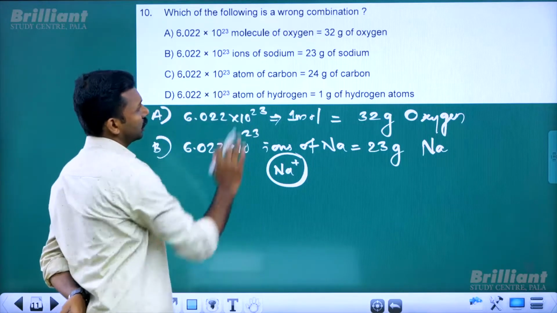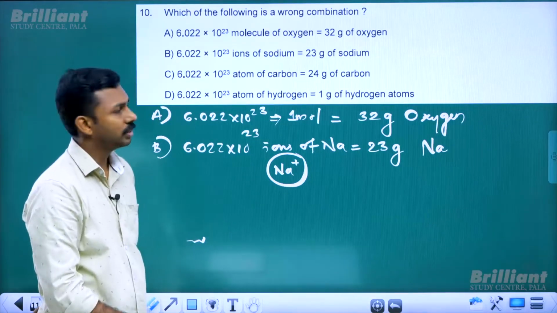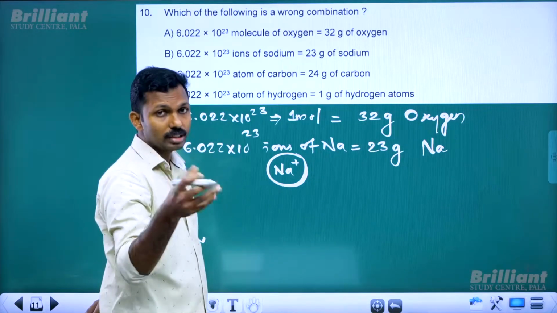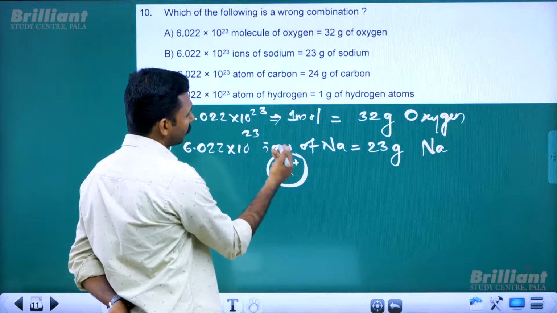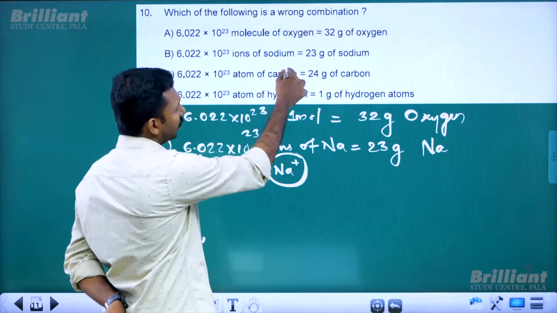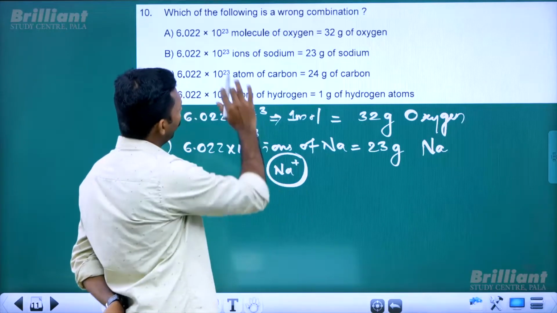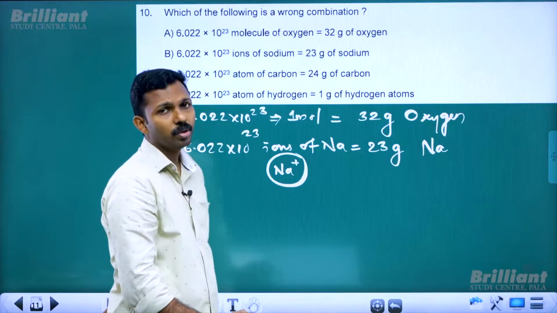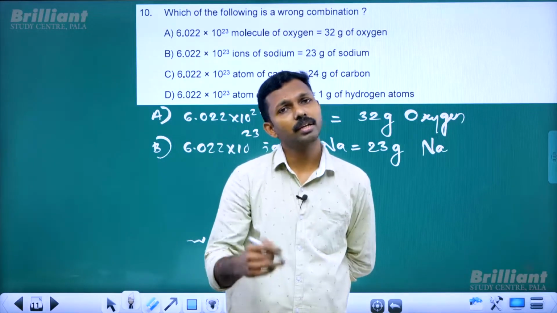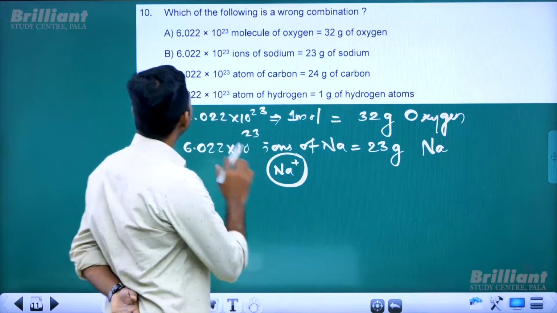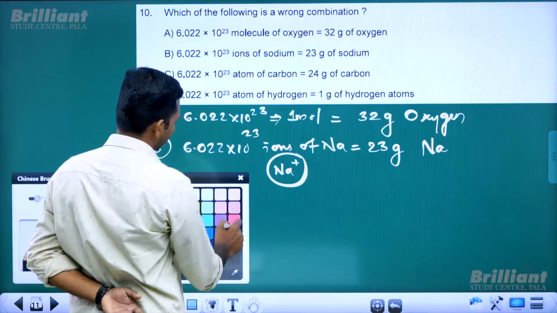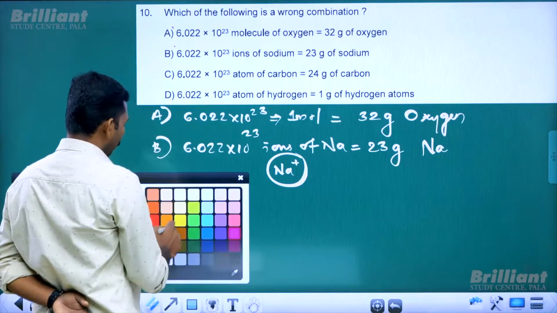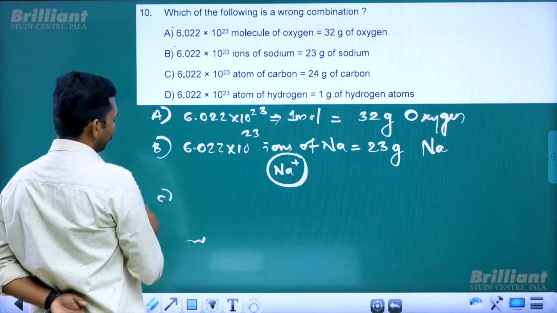This is also correct because there is no change in atomic mass, even though an electron, sorry, not energy, an electron is lost from sodium and it forms the sodium ion. Its atomic mass will be the same. 1 mole of sodium ions means 23 gram of sodium, no change, because atomic mass depends purely on the number of protons and neutrons. So the second choice is also correctly matched. Next is option C. We are going to option C.